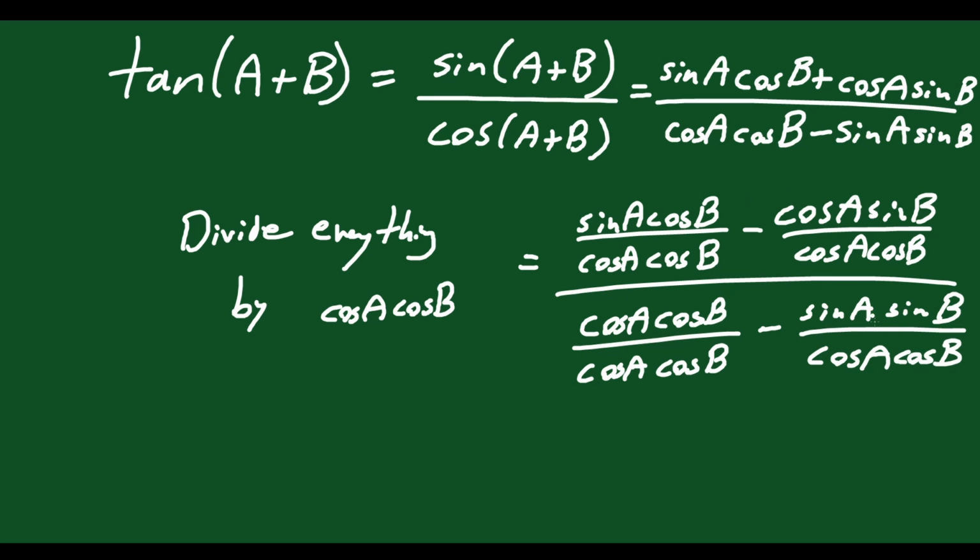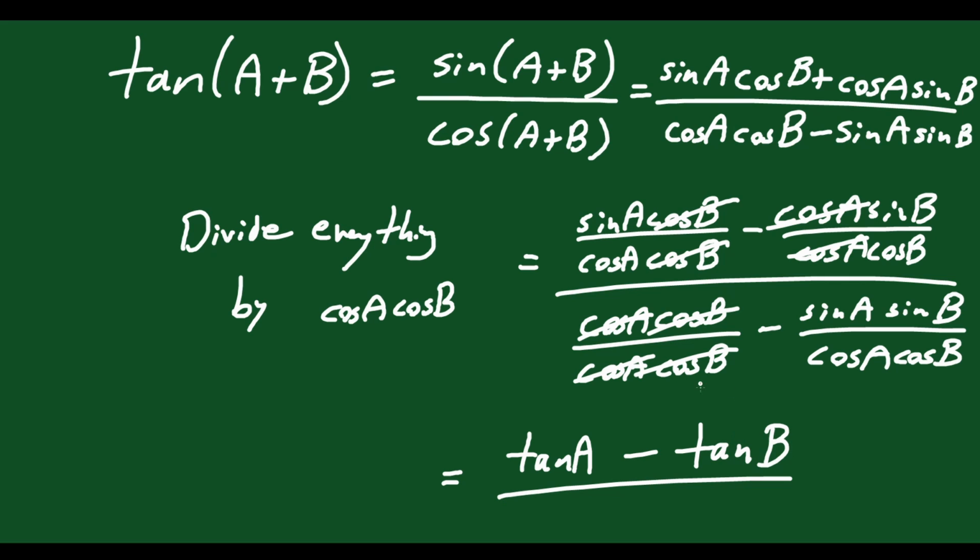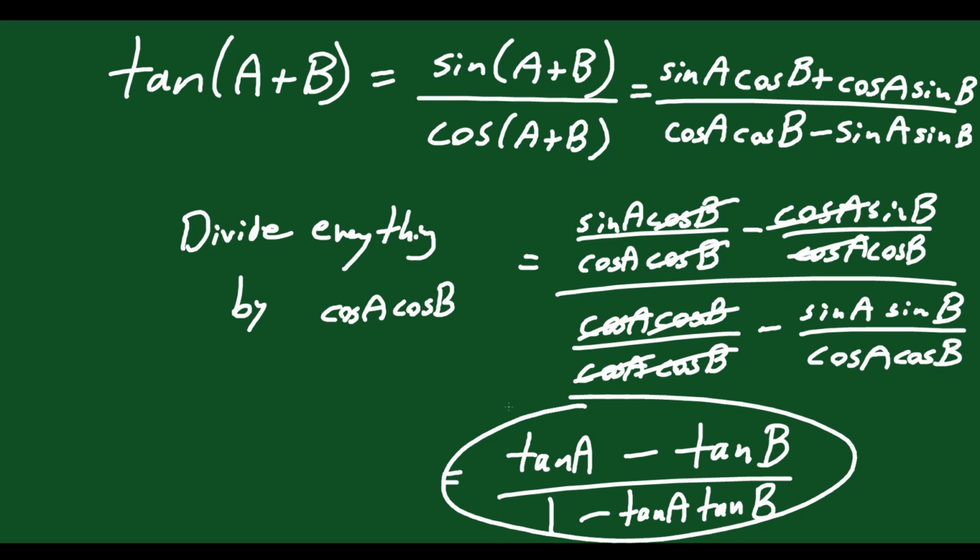So I divided each of those four terms by that. What happens? Cos b and cos b cancel. Cos a and cos a cancel. This whole thing cancels. And over here, what happens? Well, it doesn't look like anything cancels, right? So what are we left with? Well, sine a over cos a is tan a. Sine b over cos b is tan b. On the bottom, you get 1 minus sine a over cos a is tan a. Sine b over cos b is tan b. That's it, right? Tan of a plus b is equal to this, right?